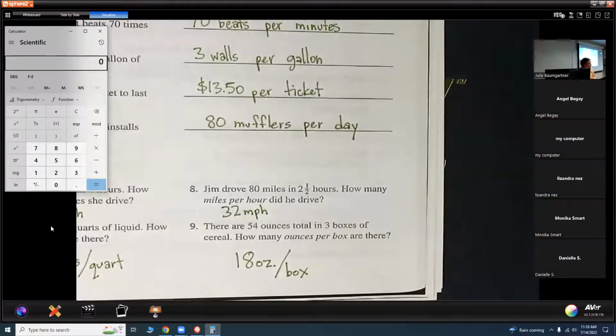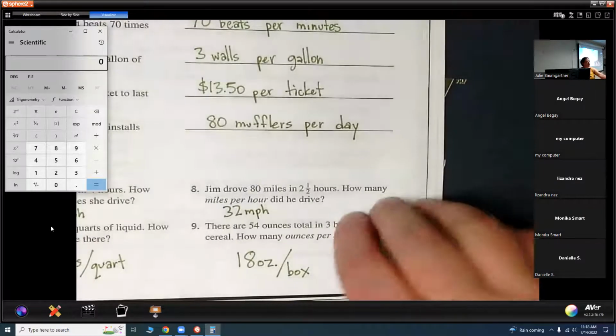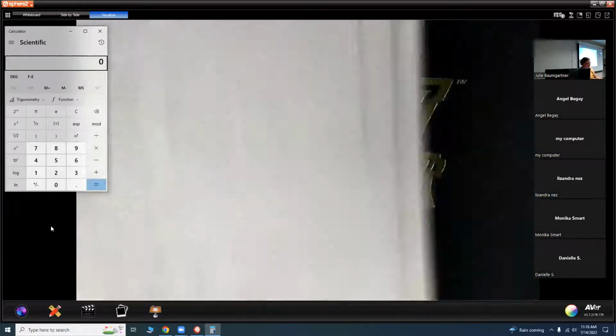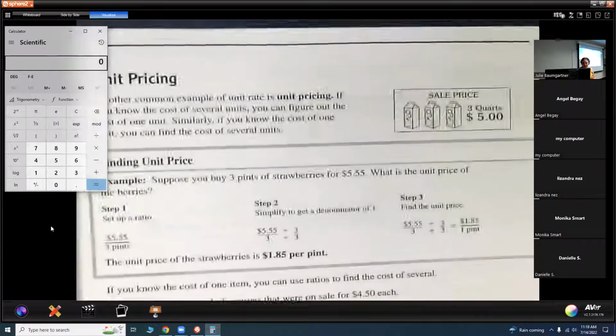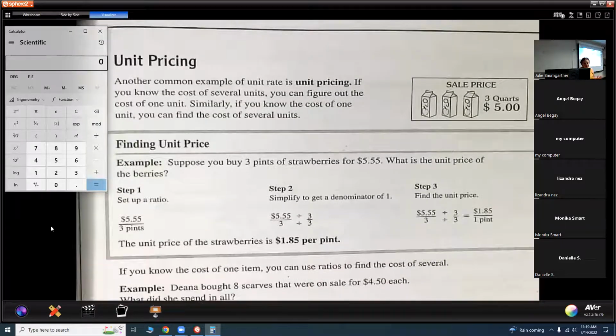Cool. So you're definitely going to see these types of rate problems. Setting it up like a ratio and then reducing is what we need to do. All right. So another application of ratios is this idea of unit pricing.